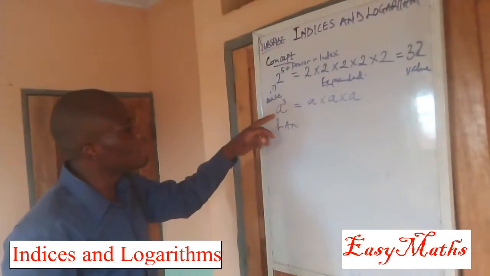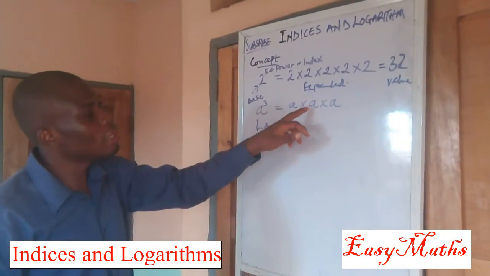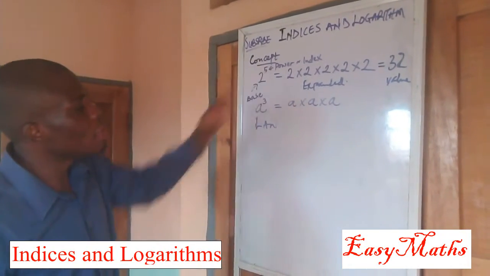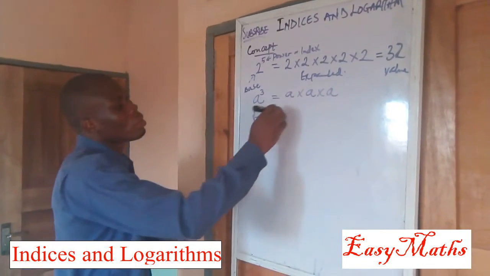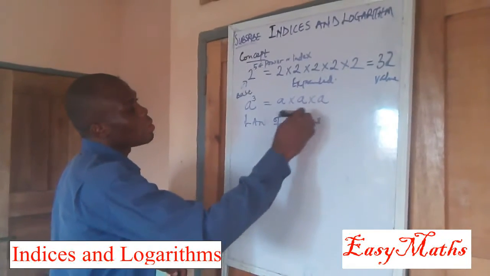We also have an index, a raised to power 3. It's the same thing as a times a times a. So a is the base, while 3 is the power. So let's look at the laws. The laws of indices.